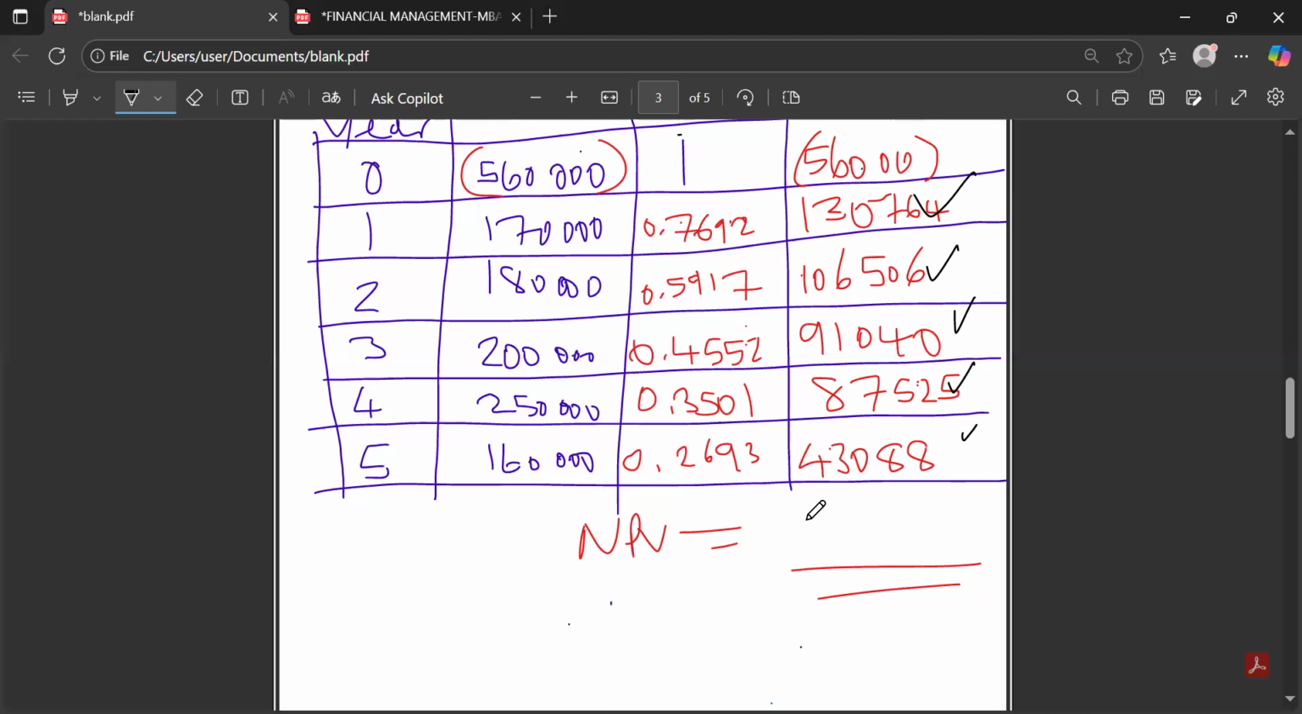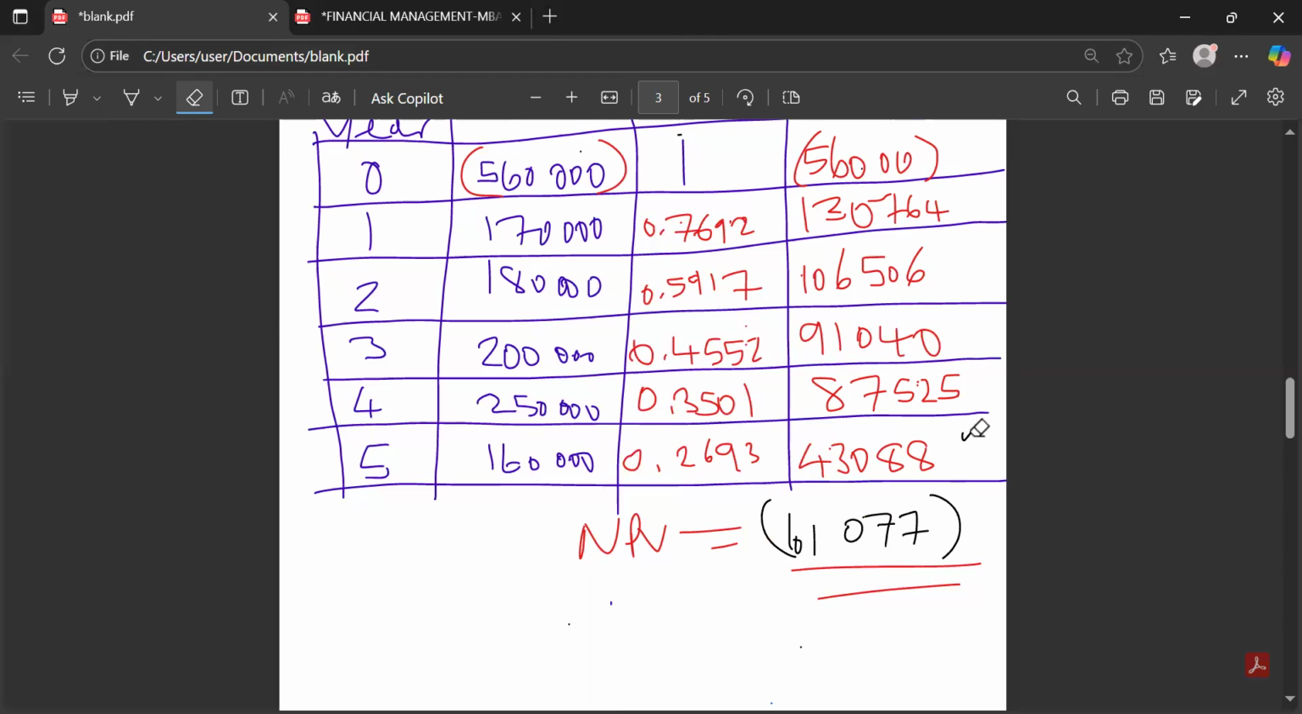No, the answer should be negative. Yes, isn't it negative? It is giving me 101,077. Quickly add if you can. I'm adding from here 137.64, 43. Okay. So confirm.